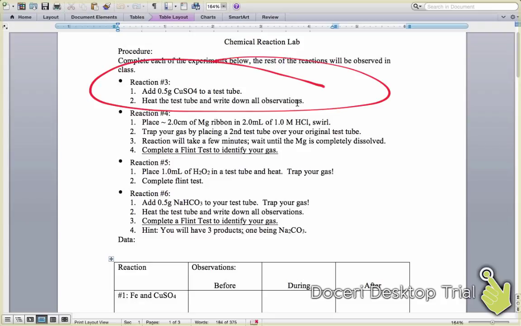And so what I always tell you guys to do is hold your test tube at a diagonal, so that if it's producing water in the vapor stage, it'll start to condense on the side of the test tube, so that you can record that in your data table.